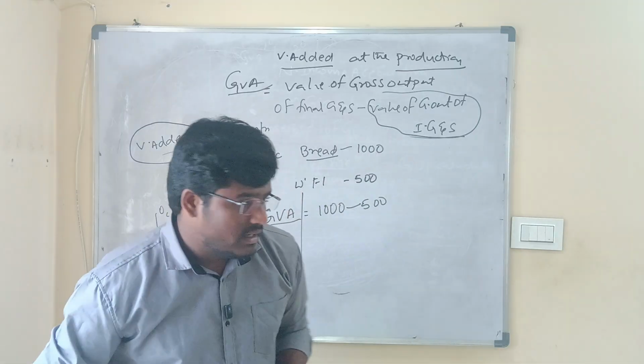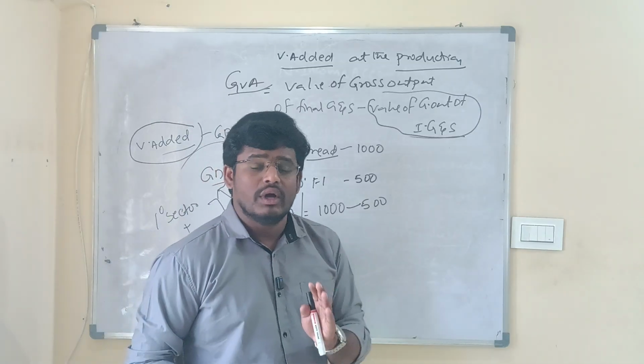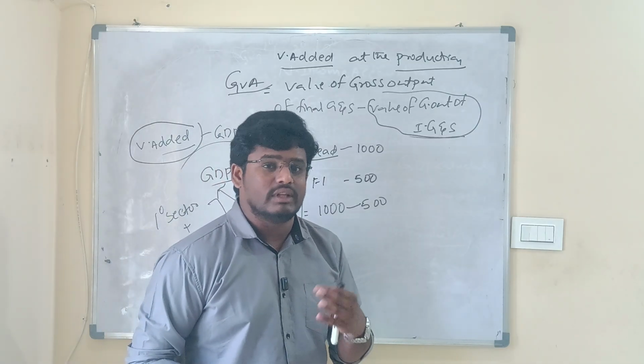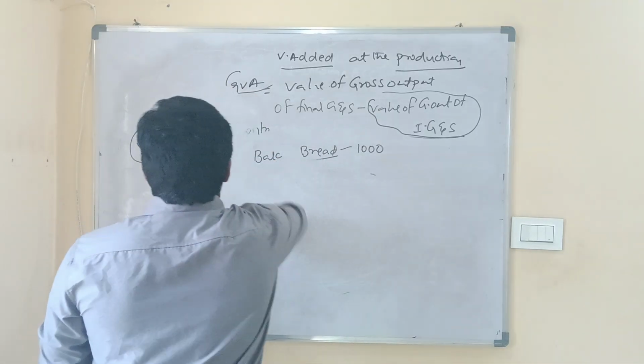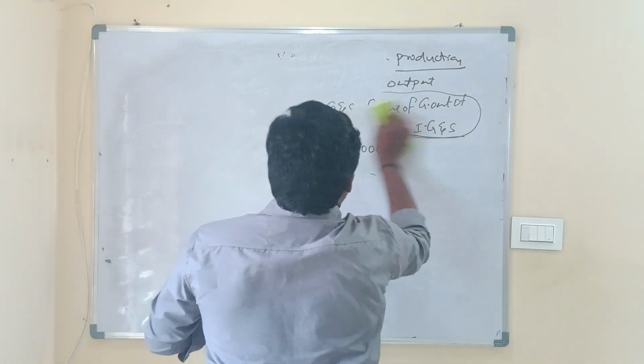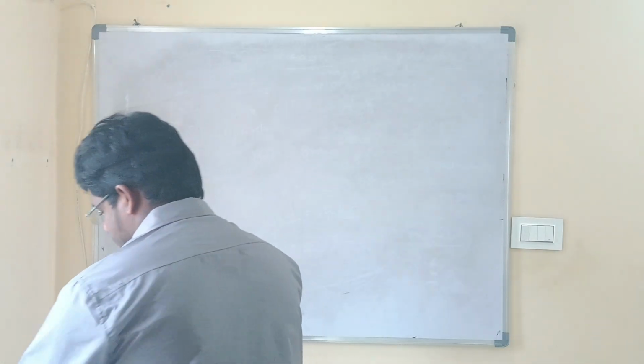Now we will discuss why this method is being used to know the GDP contribution of only a few sectors. Now the second method which we are going to discuss is referred to as the income method. Now let us understand what this second method of calculation of GDP is.